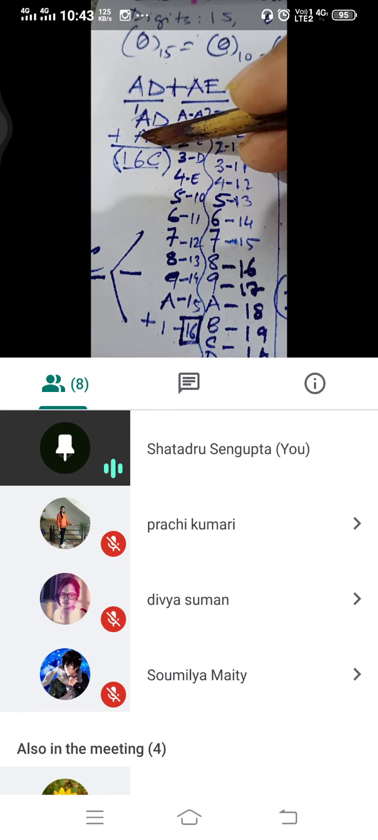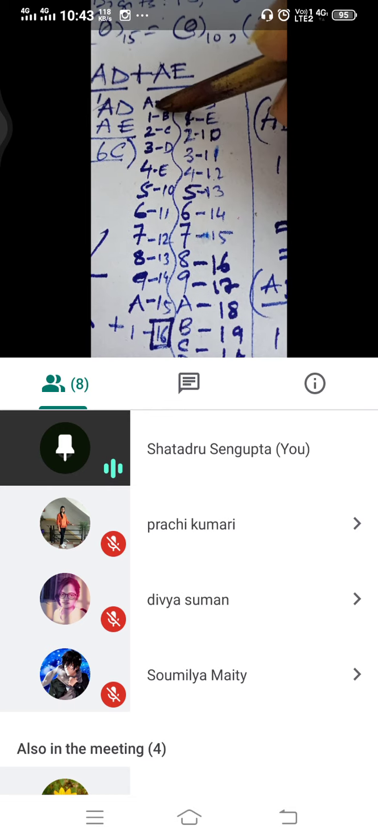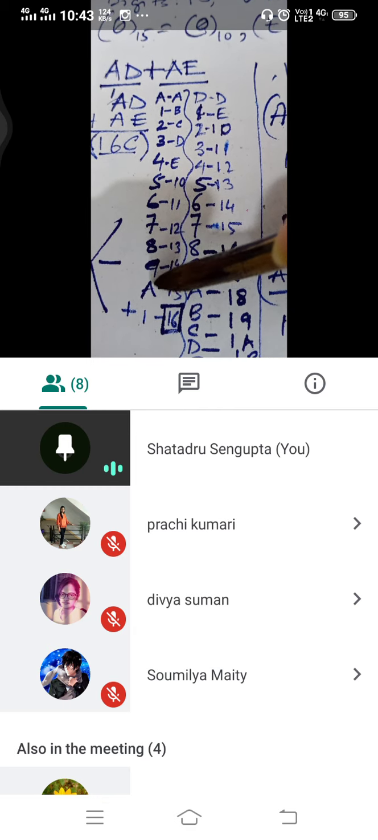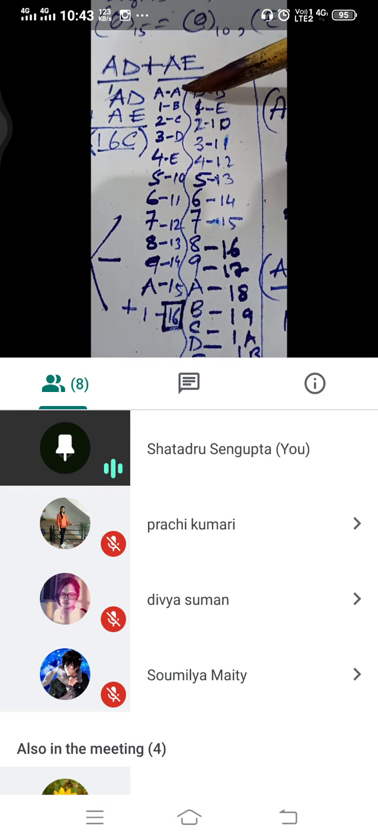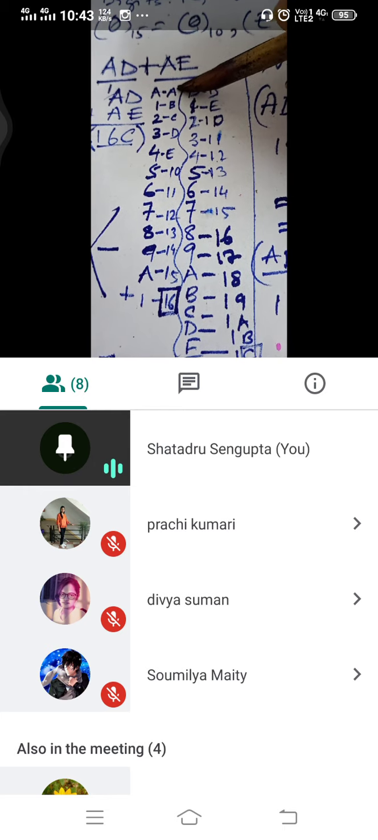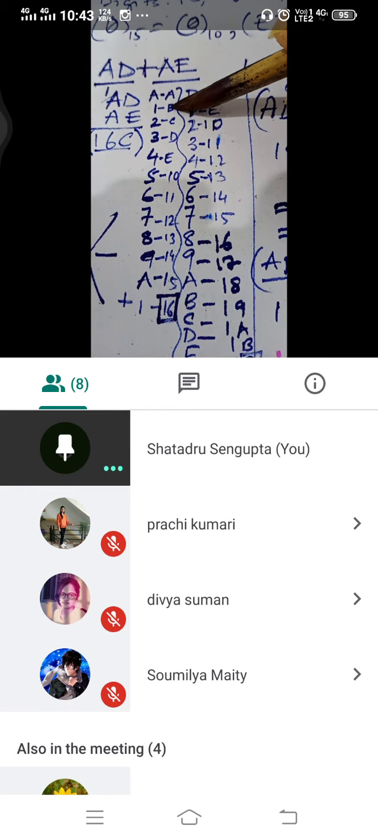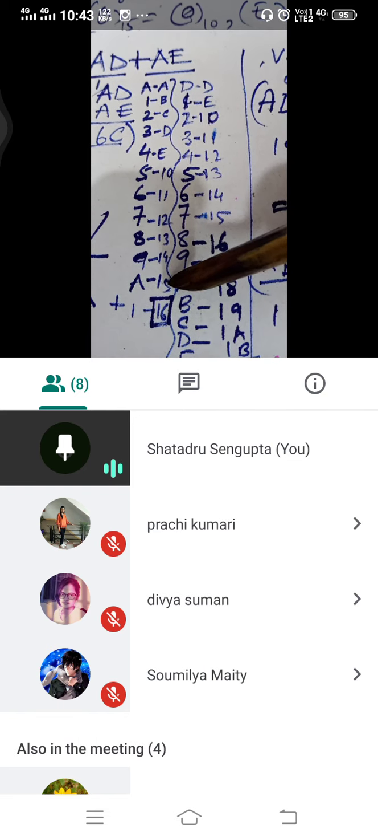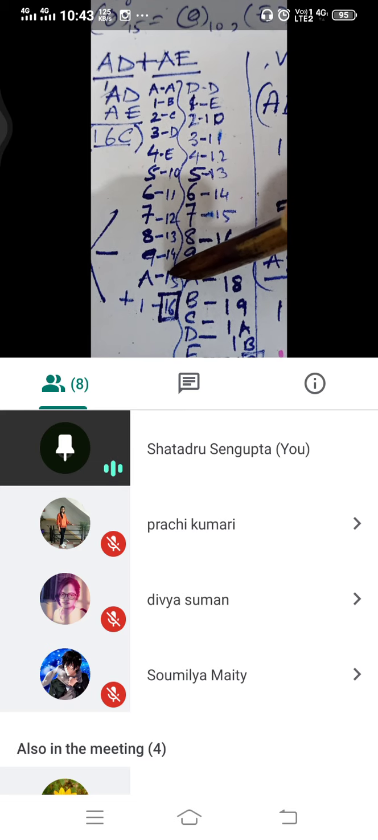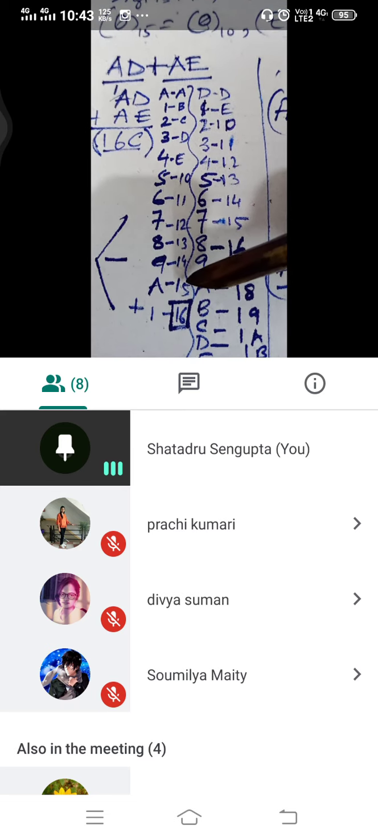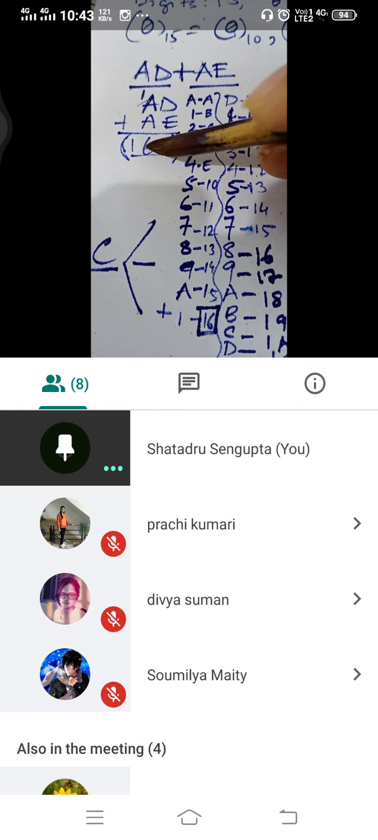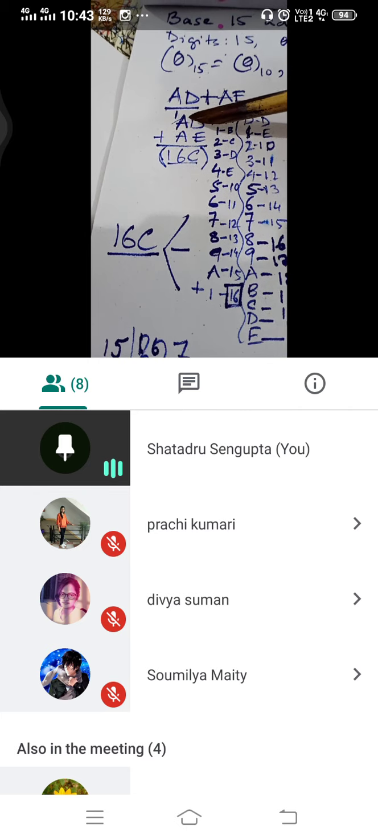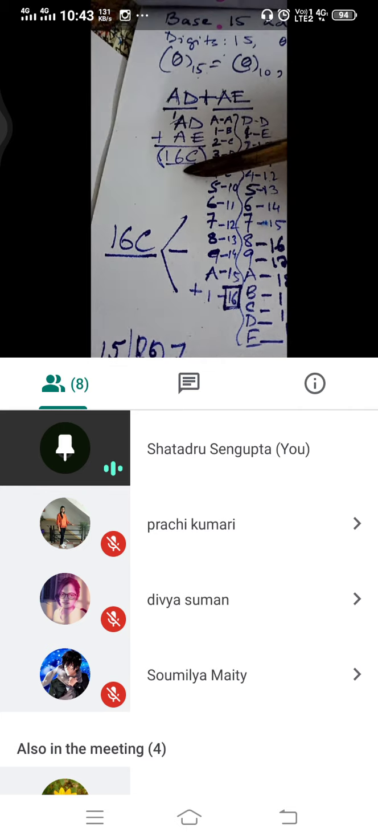Now we have A plus 1. Let's see, A plus 1, then 2, 3, 4, 5, 6, 7, 8, 9, A. Let us write out the corresponding letters here. A plus 0 is A, A plus 1 is B, then C, D, E. Then we come back to 1 0, 1 1, 1 2, 1 3, 1 4, 1 5, and 1 6. Then plus 1 is the carry, so that becomes 1 6. So we have 1 6 C. This is not sixteen C, this is actually one six C. So the addition of AD plus AE in pentadecimal gives us 16C.